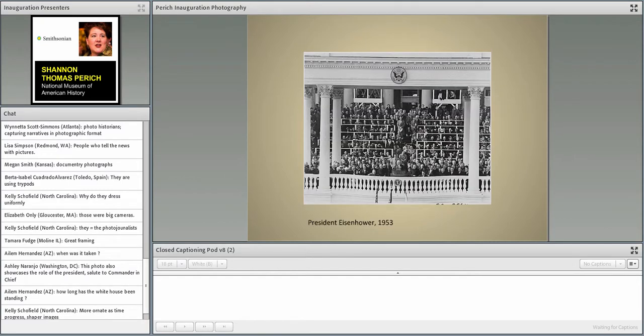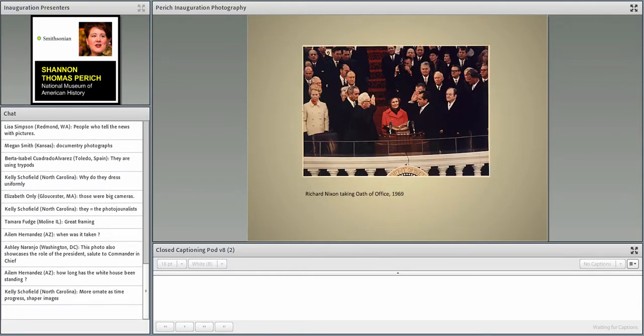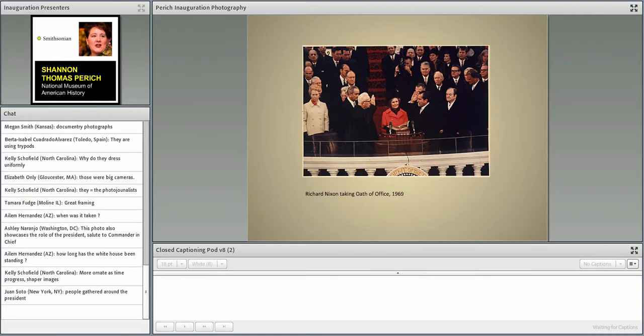Here's Eisenhower in '53. What kinds of things have you noticed that are the same? These roles absolutely, as Ashley says, showcase the president as the commander-in-chief. And you can see that with the seal over and over again. And why do we continue to use the seal over and over again? It becomes a symbol to the nation and to other countries.